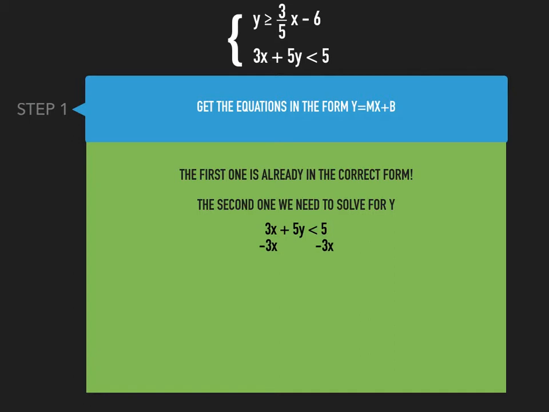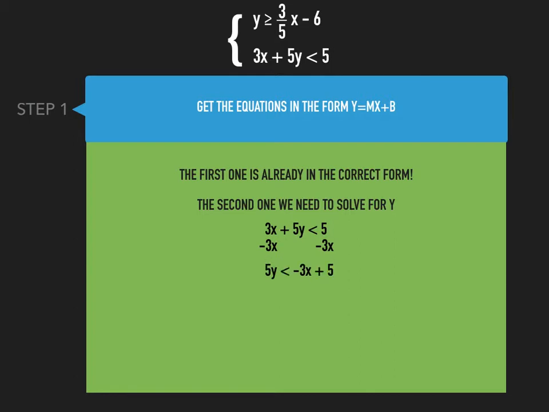So we're going to subtract 3x from both sides. Remember, what we do to one side of the equation, we also have to do to the other. 3x minus 3x is 0x's. 0 plus 5y is just 5y. Because remember, 0 plus anything is just anything. So 5y.